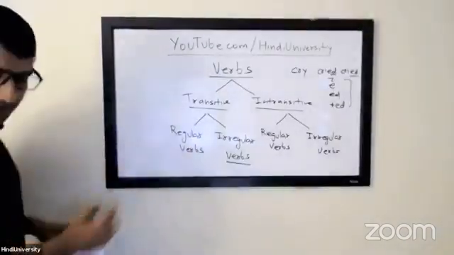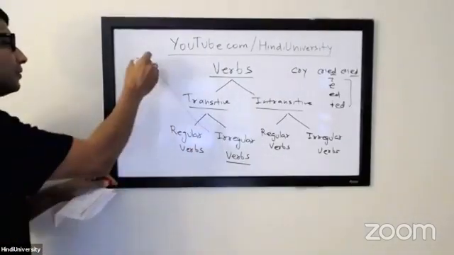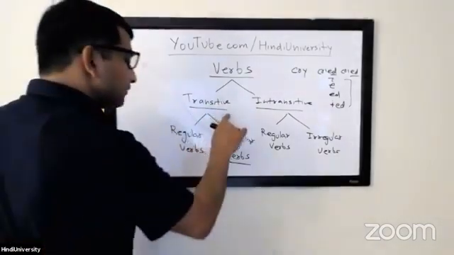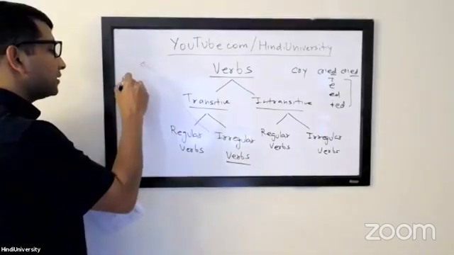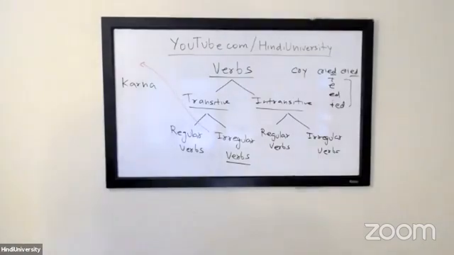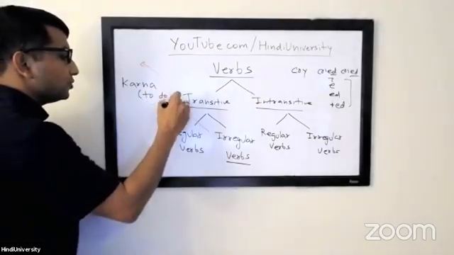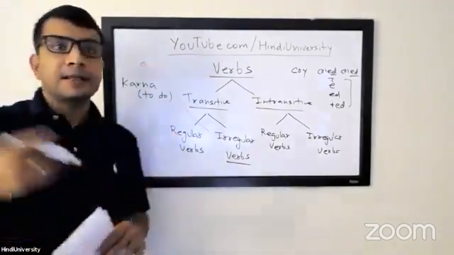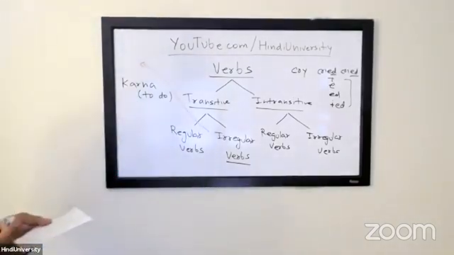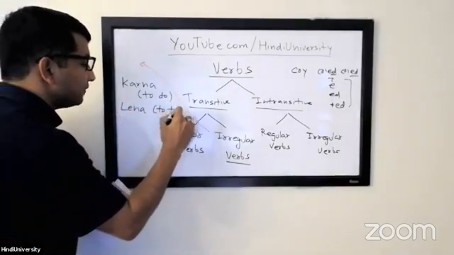Here, let me use a different pen. In the previous class, we discussed two transitive verbs which are irregular. We learned about karna, in which we used multiple examples of karna, which is to do. To do, like you do something. मैं homework करता हूँ. In the past, it would be मैंने homework किया. We also did another one, which is lena. Lena is to take or to receive.